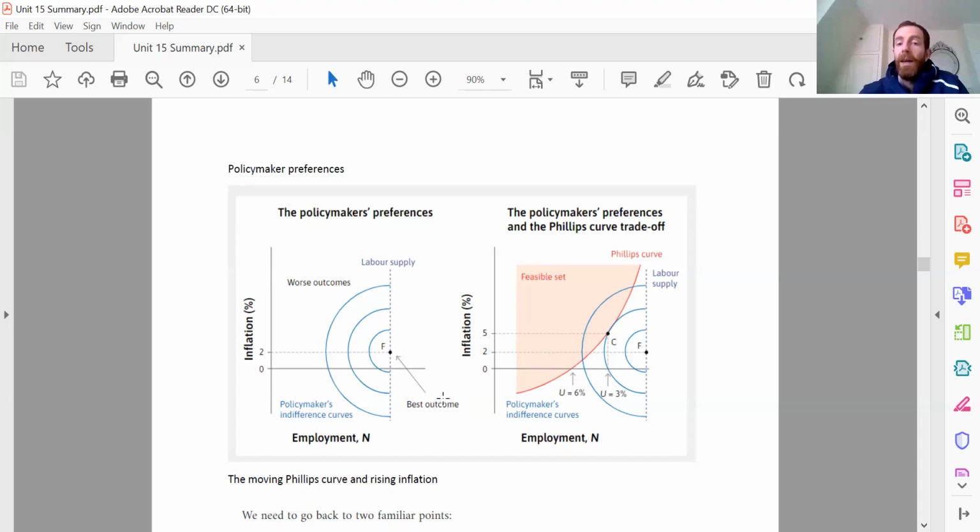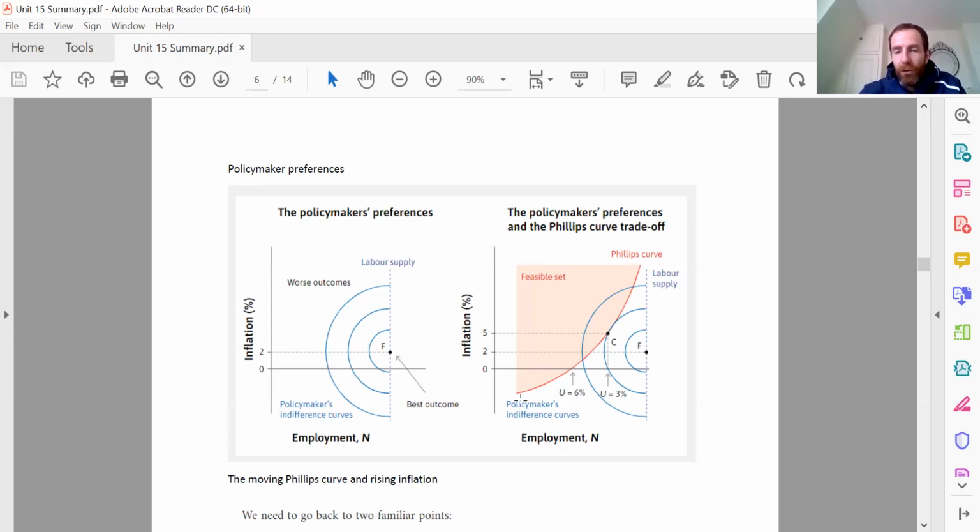Now, the thing is, in reality, the policymaker will, as always, have a sort of feasible frontier. And in this case, it's the Phillips curve which represents that feasible frontier, right? The Phillips curve shows us what are the actual levels of inflation and employment that can be achieved given a particular set of goods market circumstances and labor market circumstances.